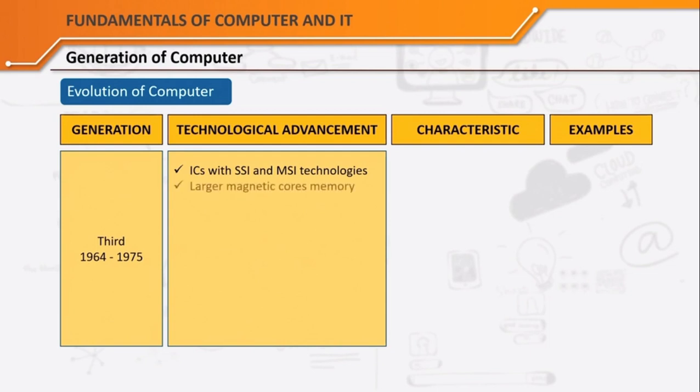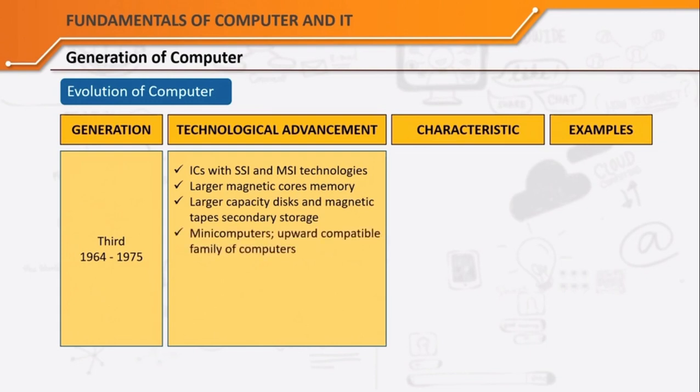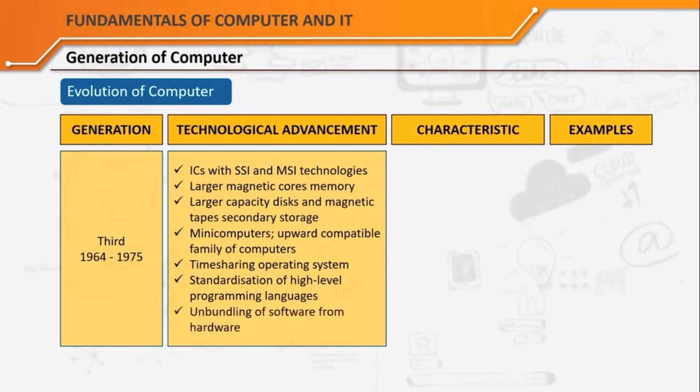The second one is larger magnetic core memory. Then we have larger capacity disk as well as magnetic tapes as secondary storage. Then we have a development of minicomputers also, and an upward compatible family of computers. In terms of operating systems, we have the provision of time sharing operating system. After that, we have standardization of high-level programming languages. Finally, we have bulk creation of software from various hardware. So these are the developments which took place in terms of technology in the third generation.